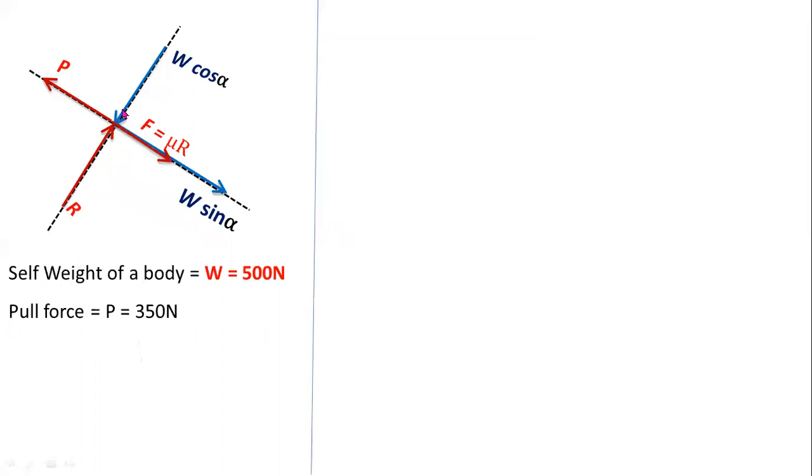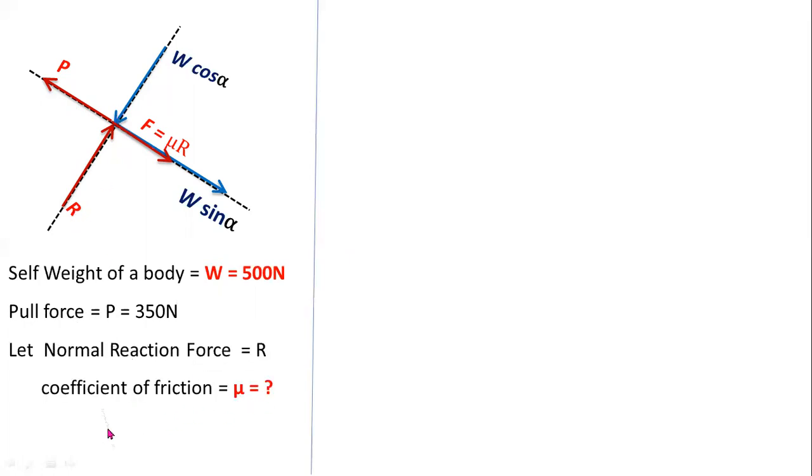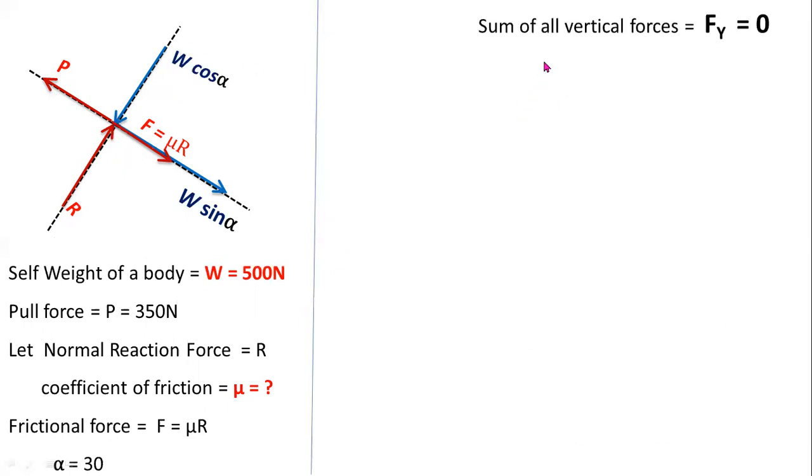From this free body diagram, first of all, you have to identify the value of reaction force. W is the self weight, W equal to 500 and P equal to 350 newtons, R is the reaction force, mu is the coefficient of friction, F is the friction force. For determining the value of reaction force R, you have to resolve all the forces normal to the plane, sum of all forces along the normal axis.